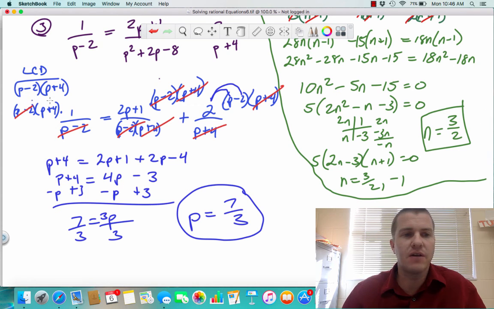And then the last one, the LCD, was p minus 2 times p plus 4. And you have, see the work here, the p minus 2 canceled out. So 1 times p plus 4, 2p plus 1. Both of them canceled out, so that didn't multiply with anything. And then the 2 times the p minus 2 here, because the p plus 4 is canceled out, and then simplified it to be 7 over 3. And that wasn't a restriction. The restrictions there were p could not equal 2 or negative 4. So 7 over 3 was good.